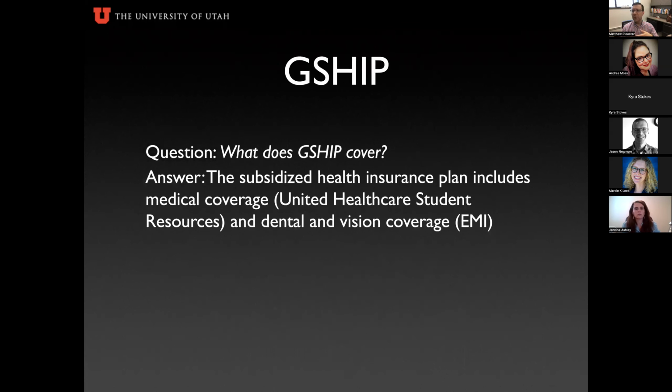What does GSHIP, or the Graduate Subsidized Health Insurance Plan, cover? The subsidized health insurance, which is 80% subsidized, student is responsible for the 20%, includes medical coverage, which is through United Healthcare Student Resources, and dental and vision coverage, which is through EMI. And we do have a wonderful colleague here today, Janine from EMI. So when we get to the open Q&A, if you have an EMI question, she is going to be more than happy to take your questions and provide some responses.